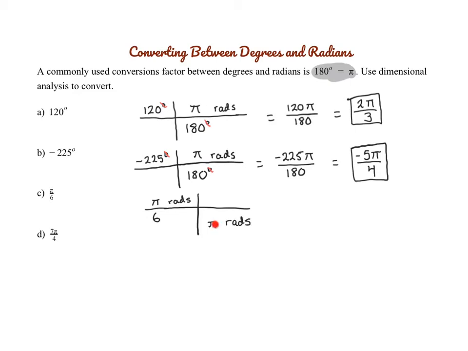But again, I can't just do that. I need to put something that it's equal to on top. So 180 degrees will go on top. And so you can see our units actually cancel out. So we're no longer in radians, and now we're in degrees.